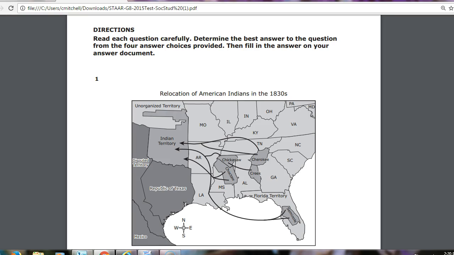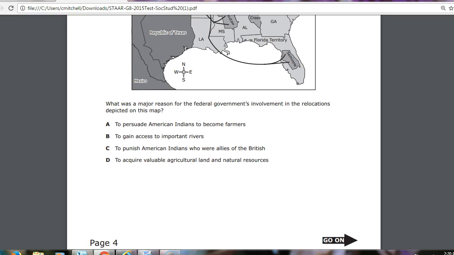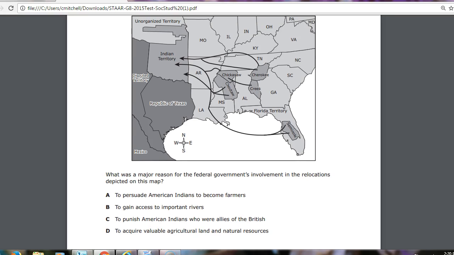Question number 1. Relocation of American Indians in the 1830s. What was a major reason for the federal government's involvement in the relocations depicted on this map? A. To persuade American Indians to become farmers. B. To gain access to important rivers. C. To punish American Indians who were allies of the British. D. To acquire valuable agricultural land and natural resources.